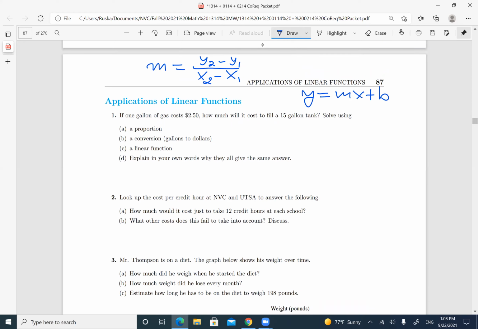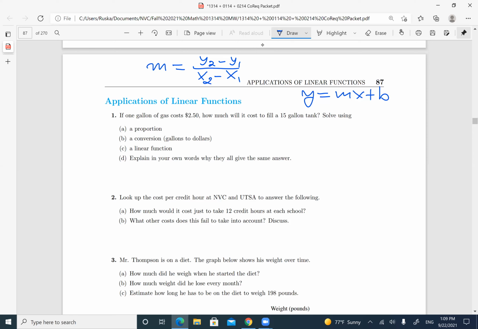So number 1, we have: if 1 gallon of gas costs $2.50, how much will it cost to fill a 15-gallon tank? And you're going to solve this using proportion, using conversion, and linear function. And you have to explain why they all give the same answer. Okay, hopefully you're going to get the same answers, right? If you don't make mistakes, you should get the same answers.